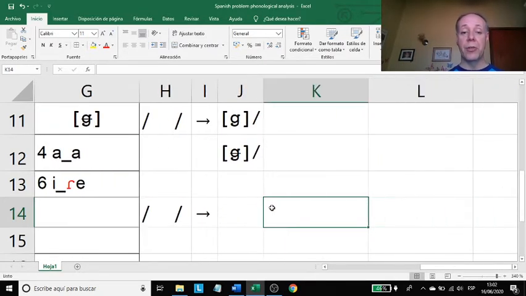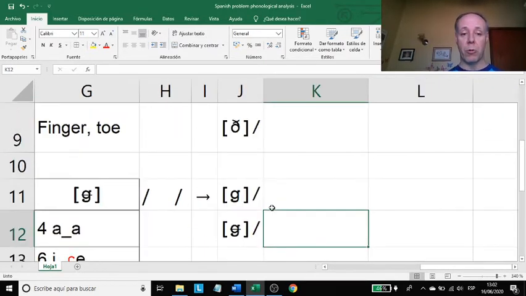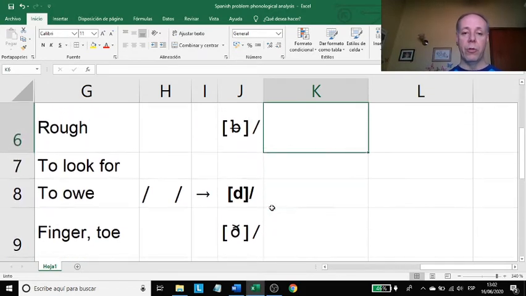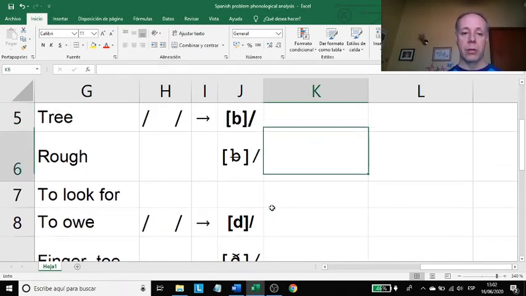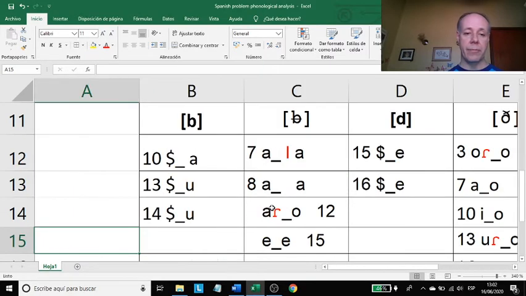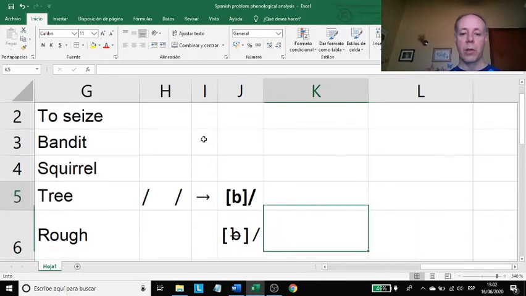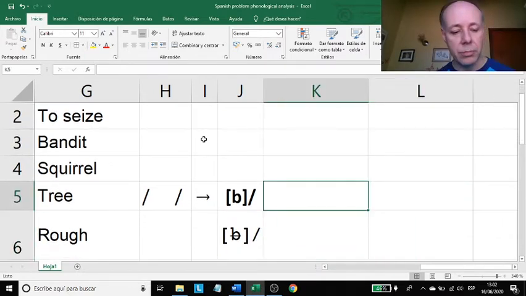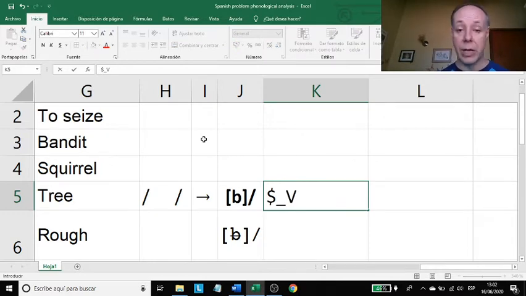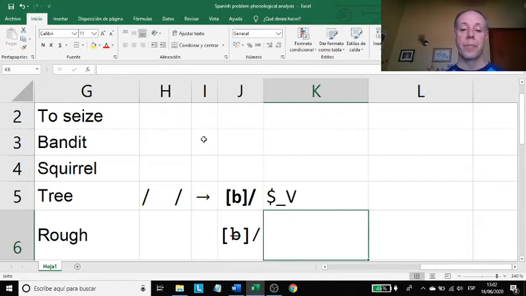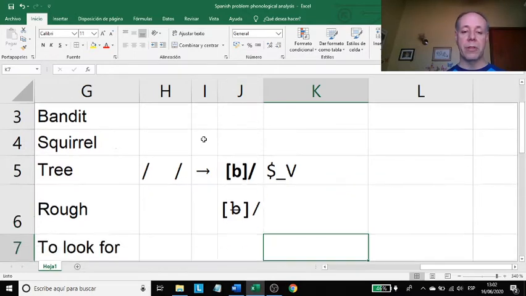So the idea is to create rules. What would be the rule then? The rule for B. Let's look at it again. All of them are syllable initial before a vowel. Okay. So B occurs in syllable initial before a vowel. Any vowel? Any vowel. Okay. What about this one?